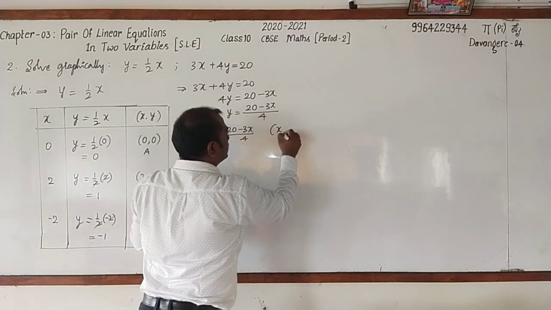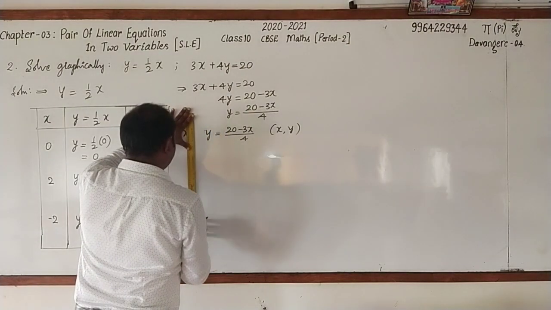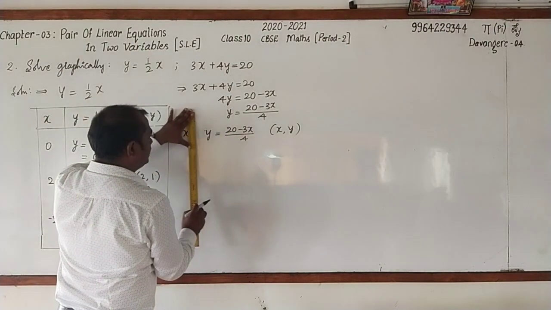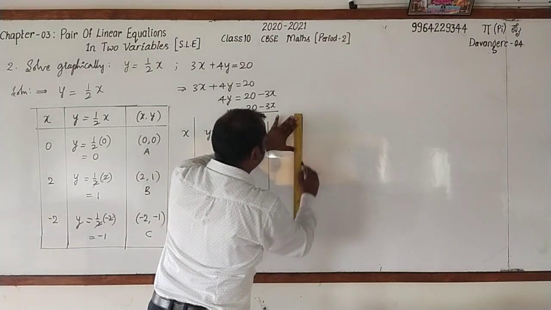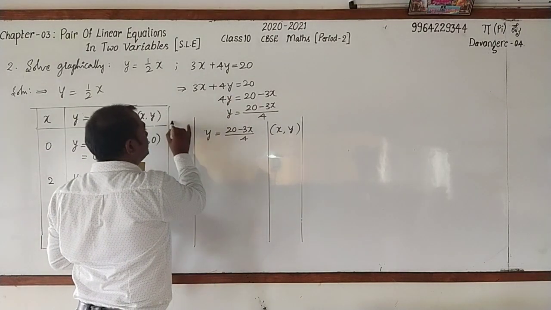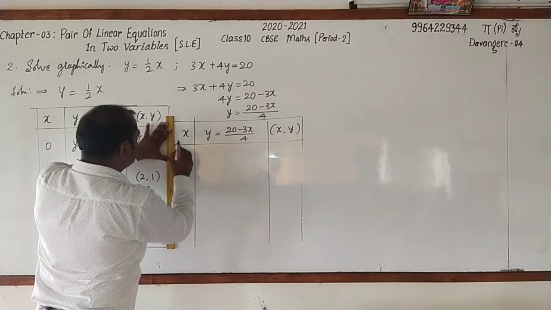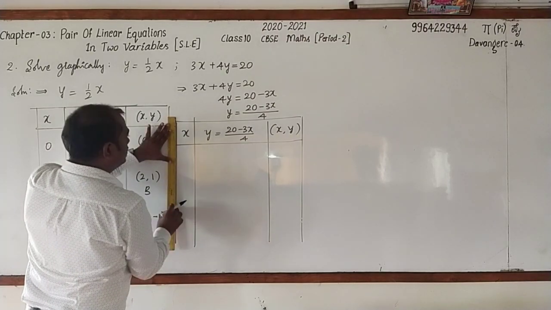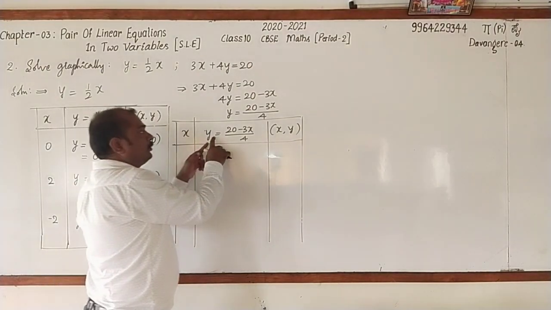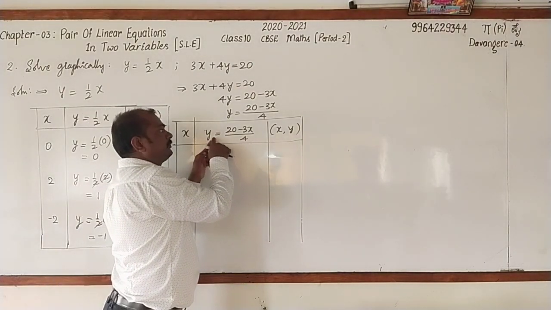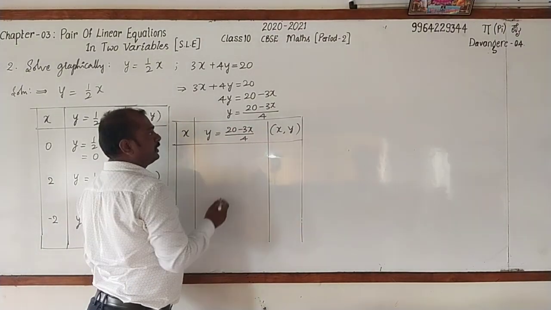And here x comma y. Let us draw the table. First column is for x, second column for y, and third one for coordinate points, the ordered pair x comma y. Let us go for choosing the value of x. It's very important in choosing the value of x because y has been solved and it is in the form of a fraction. That's why you can go for the trial and error method.